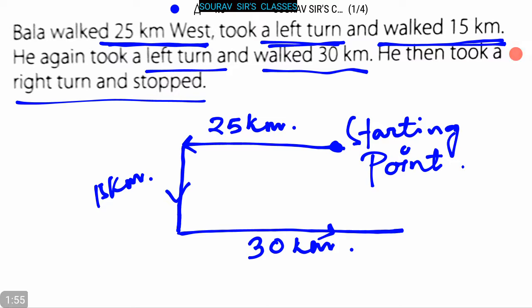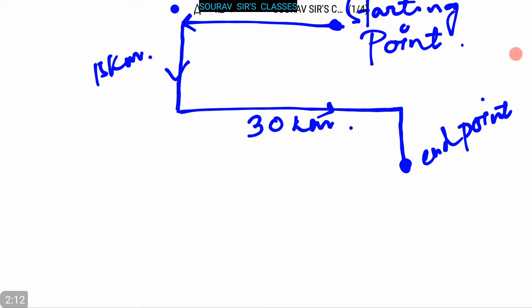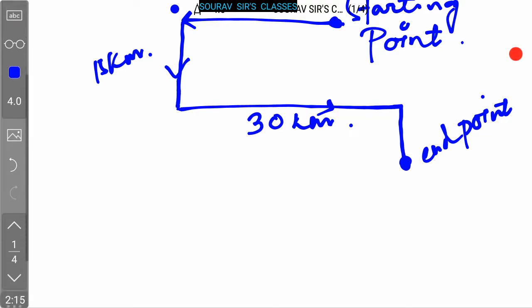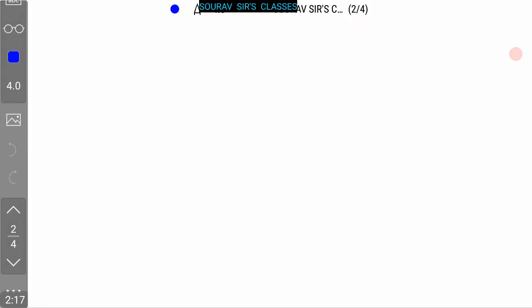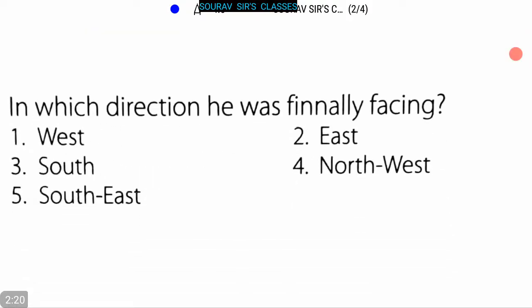Then he took a right turn and stopped. So from this he took a right turn and this is where he stopped. So this is the end point. Now let's go to the questions. Our first question is in which direction he was finally facing. So we have to find the exact direction in which he was finally facing.